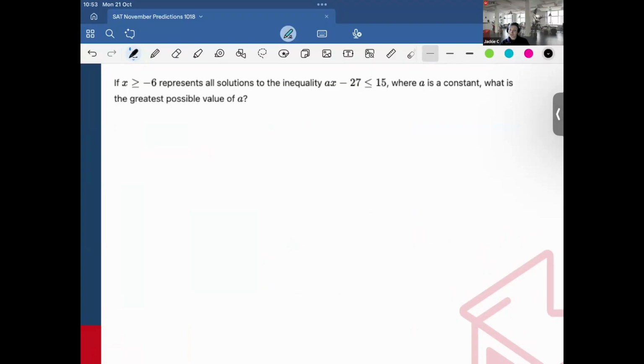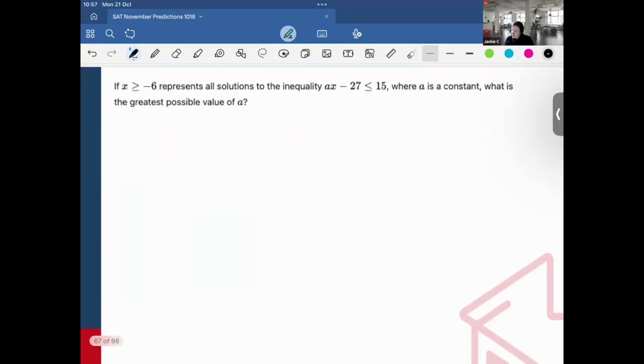If x greater than or equal to -6 represents all solutions to the inequality ax minus 27 is less than or equal to 15, where a is a constant, what is the greatest possible value of a? Okay, so I would add 27 to each side. So I would have ax is less than or equal to 42. And then since I'm asked for the greatest possible value of a, I'm going to put the most restrictive number that x could be, which would be -6, because x must be greater than or equal to -6. So -6 is the minimum possible value. So let's plug that in.